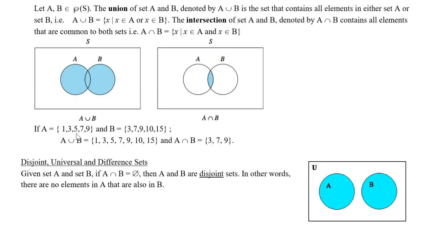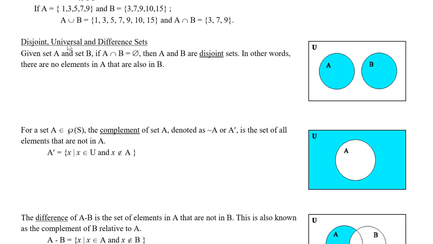As we could see here in the following example, A is 1, 3, 5, 7, 9 and B is 3, 7, 9, 10, 15. A union B will be everything in A and B without repetition, and A intersect B is just 3, 7, 9.